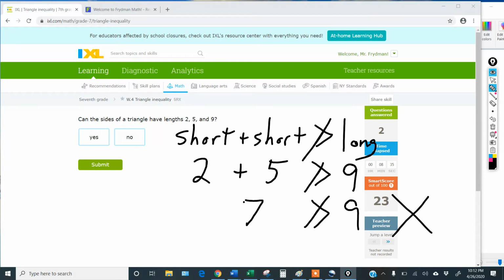So we would not be able to make a triangle that has those three side lengths. Again, if we tried to do that, then the side length of 2 and the side length of 5 would not be able to connect over the side length of 9. So the answer there is going to be, again, no.